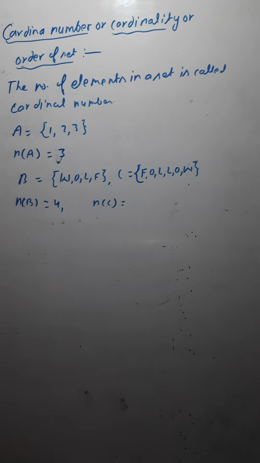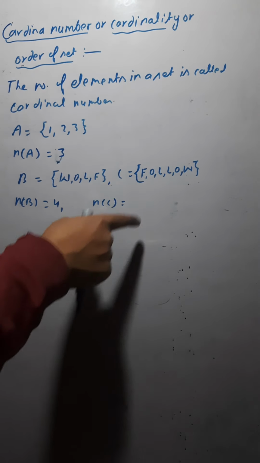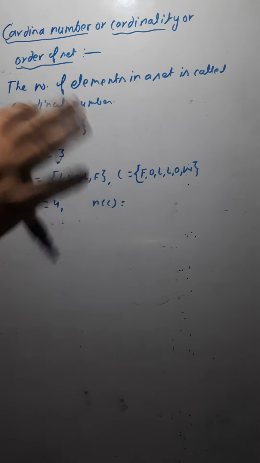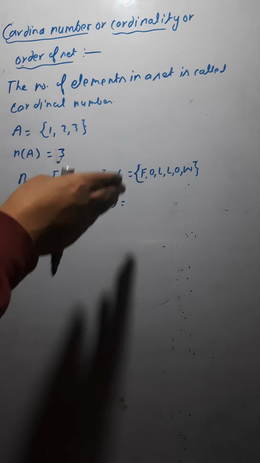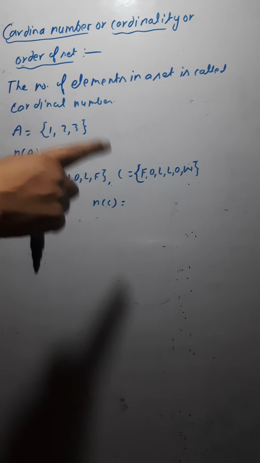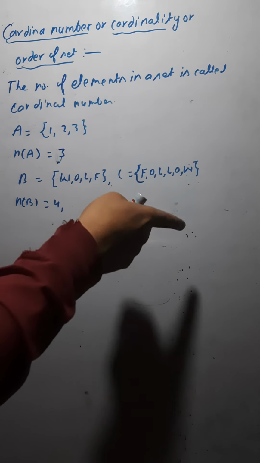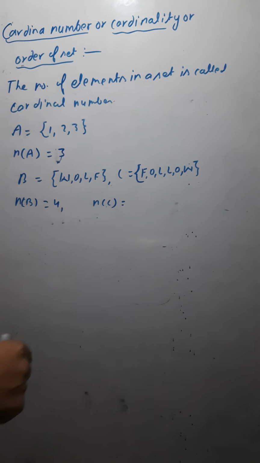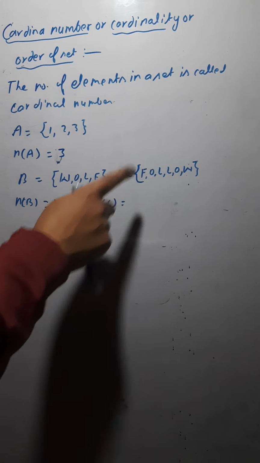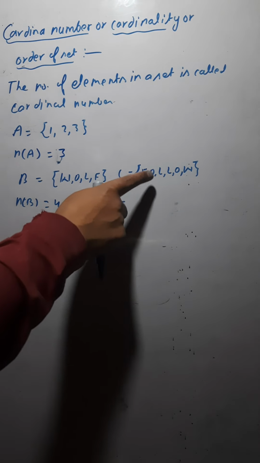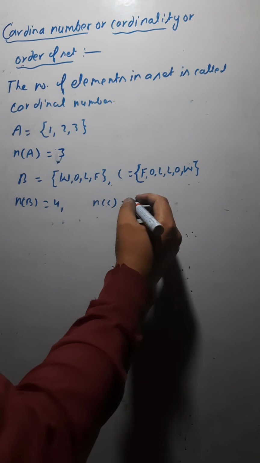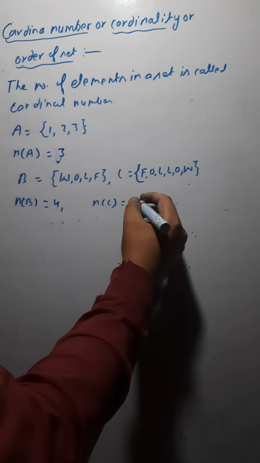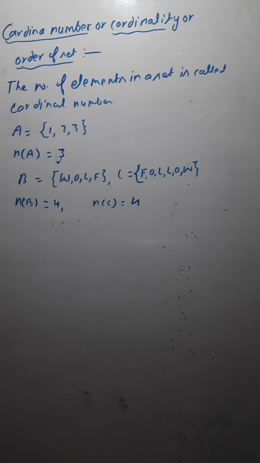No, it would be wrong to write 6, because if you see, L is coming 2 times, O is also coming 2 times. So repetition doesn't matter. If any element is repeating 2 times, because the element is the same, we are writing it twice, but the element is the same. So here also we have only 4 elements: F, O, L, W. L has been repeated 2 times, O also has been repeated 2 times, so you write each only once. So here the cardinal number of C is also 4. So both sets have the same cardinal number, or the order of the set is the same here. This is how you would write the cardinal number or the order of the set.